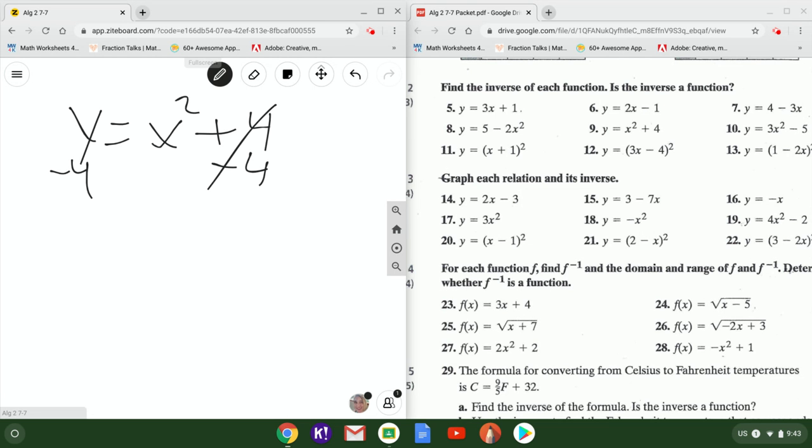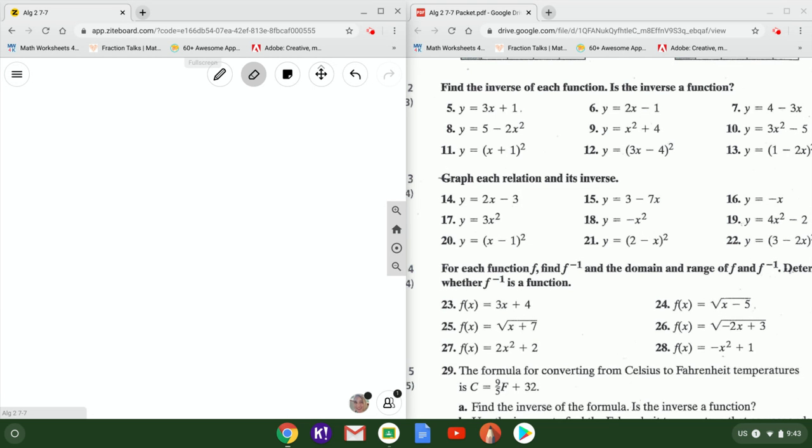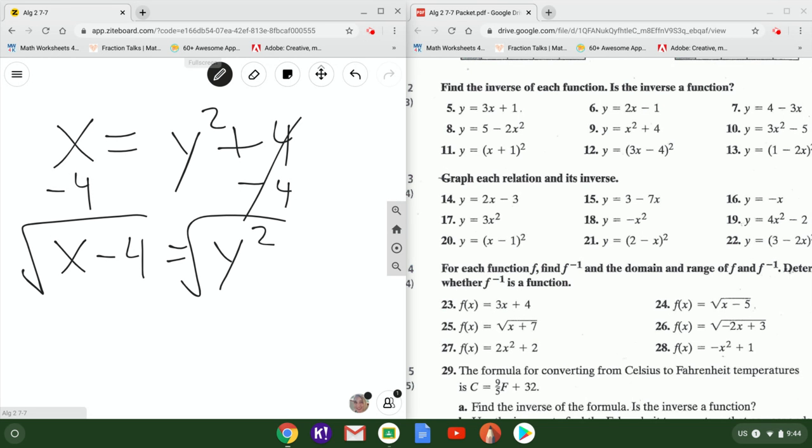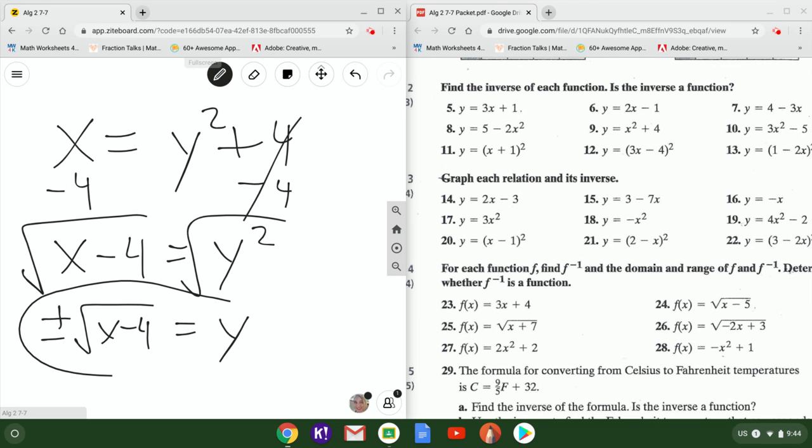Oh, I forgot to switch. Dang it, I forgot to switch the x and the y. So instead of y equals x squared plus 4, it's going to be x equals y squared plus 4. And then you square root. And when you square root, do not distribute across. It doesn't work that way with adding and subtracting. And when you square root, remember it's plus and minus. Is that a function? Nope, it is not a function.